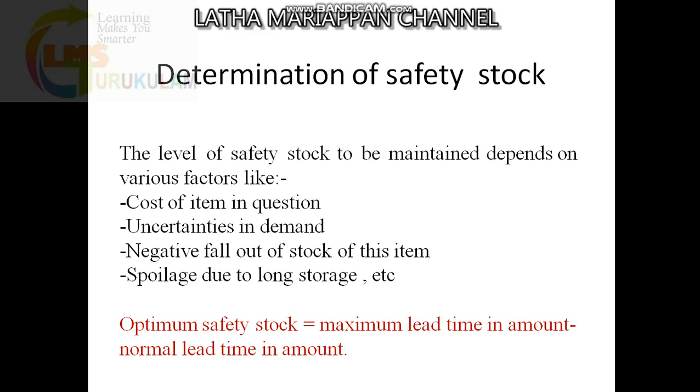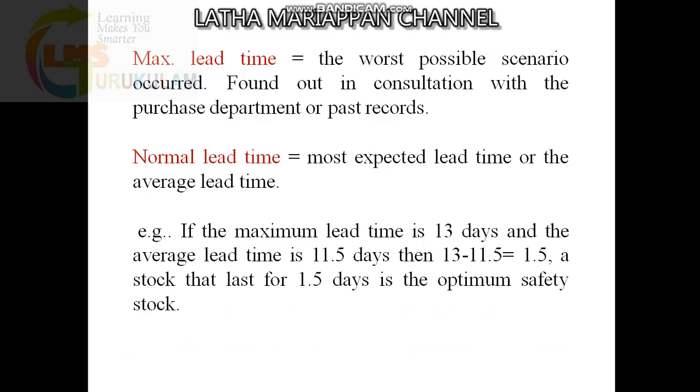So, the optimum safety stock is equal to maximum lead time in amount minus normal lead time in amount. That is the formula for optimum safety stock. Maximum lead time in terms of amount minus normal lead time in amount. So, what is maximum lead time? The worst possible scenario that occurs is called maximum lead time.